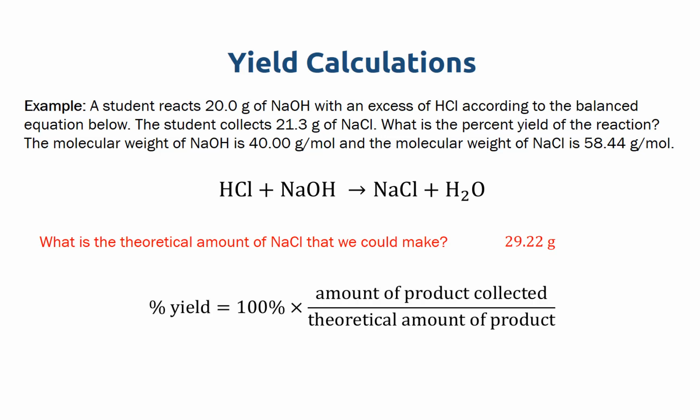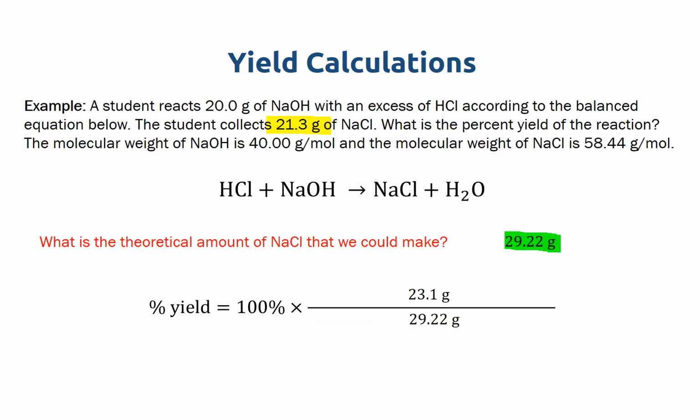So let's recall our yield formula. The amount of product collected divided by the theoretical amount of product. The theoretical amount we have, and the amount of product collected was given in the question. So let's plug those numbers in. 23.1 grams divided by 29.22 grams. This gives us a percent yield of 79.1%. Remember, percent yields should always be less than 100%.